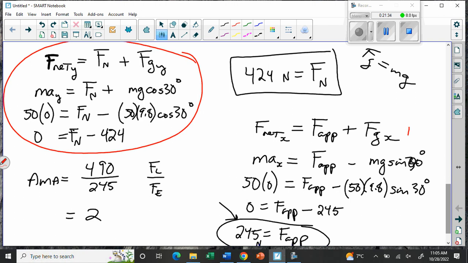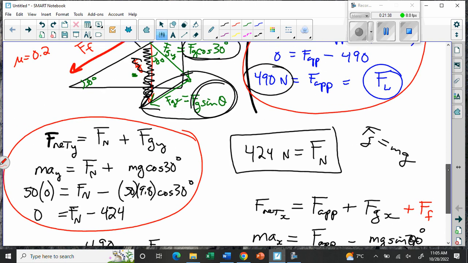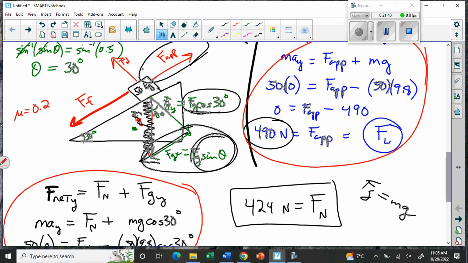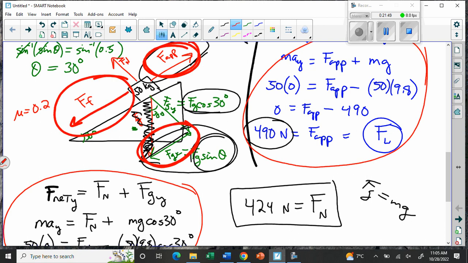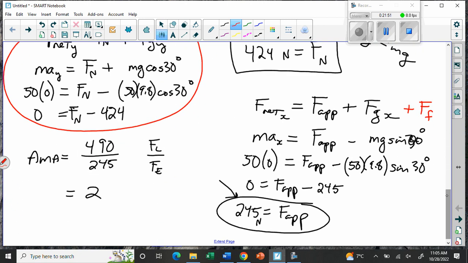Here's what would change. We would have to add one more force in our X. See? Now we have the applied force pushing here. We have the gravity force here and the friction force. So there's 3 things to put in. That's the only change. Now, how would that change?